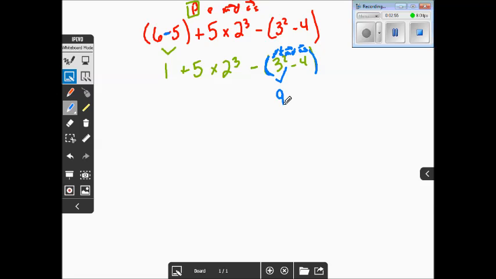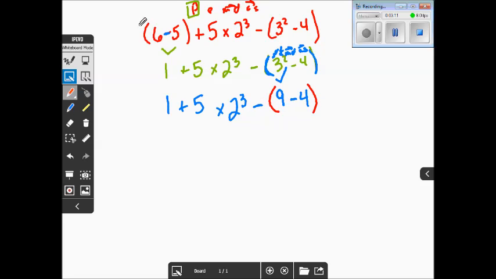We're going to make that 9. Now I'm going to bring down everything I haven't used. 1 plus 5 times 2 to the third minus 9 minus 4. Now this is very, very important. These parentheses must stay on here.